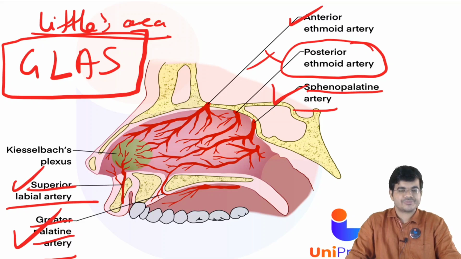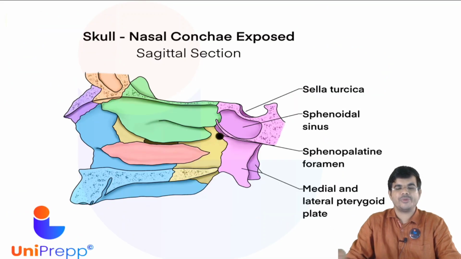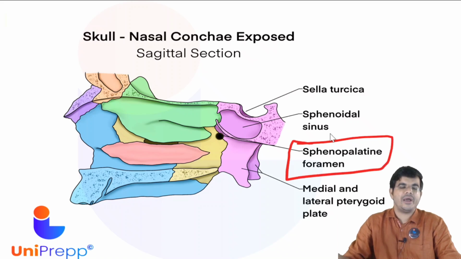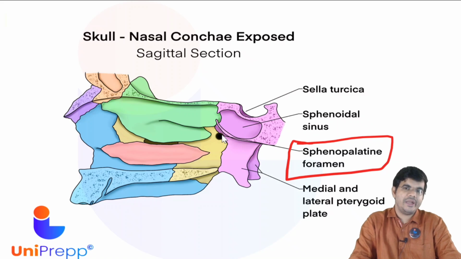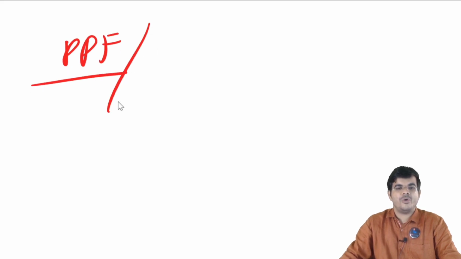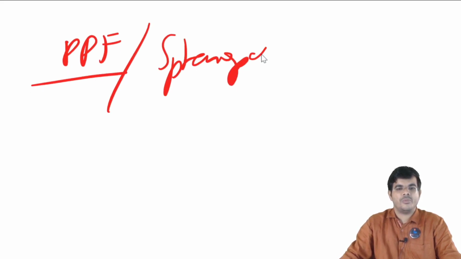Now I told you the sphenopalatine artery is coming through the sphenopalatine foramen. It is situated 1 centimeter behind the middle turbinate. As you can see here, 1 centimeter behind the middle turbinate, you have the sphenopalatine foramen. Now, what does this sphenopalatine foramen lead into? The sphenopalatine foramen is actually a connection between the pterygopalatine fossa and the nasal cavity. Pterygopalatine fossa or sphenopalatine fossa, both are the same.